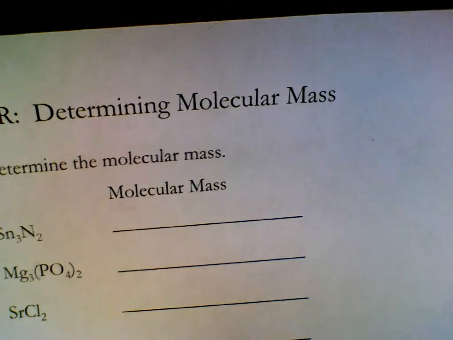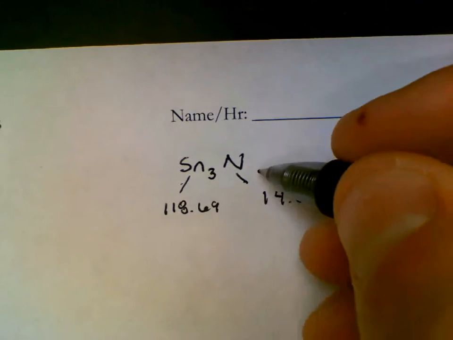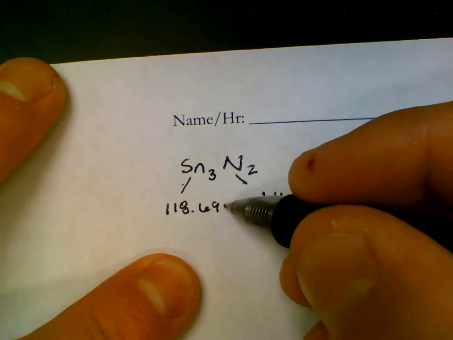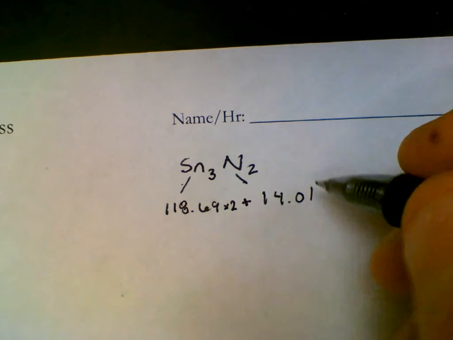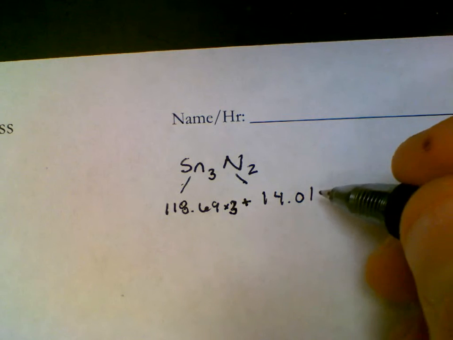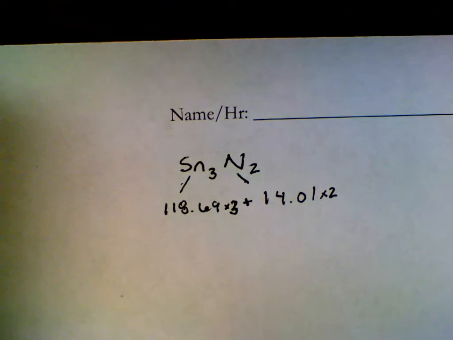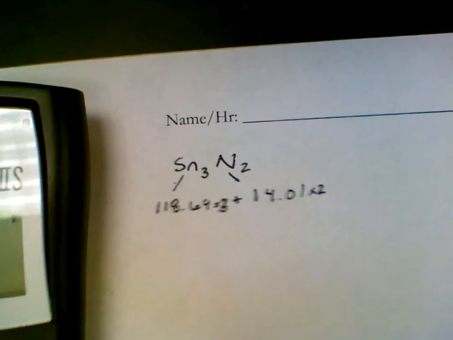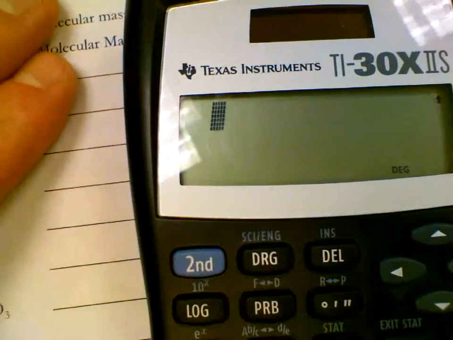as I was saying, we can find nitrogen's atomic mass to be 14.01. Using these two values and the subscripts in the formula, tin subscript is 3, nitrogen is 2, I'm going to take the 118.69 times 3 and add that to the 14.01 times 2. I'm going to plug that all into my calculator, showing you how we can use our calculator to help us here.